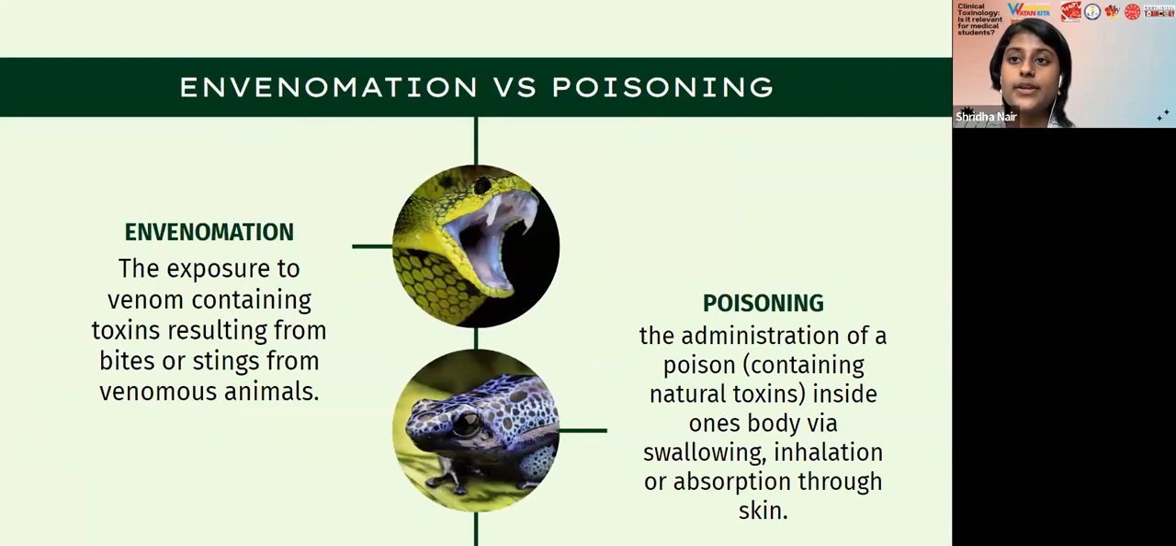Okay, so next we will explore the difference between envenomation and poisoning. Envenomation is basically the exposure to venom-containing toxins resulting from bites or stings from venomous animals. However, poisoning is the administration of a poison, which contains a natural toxin, inside one's body via swallowing, inhalation, or absorption through the skin.